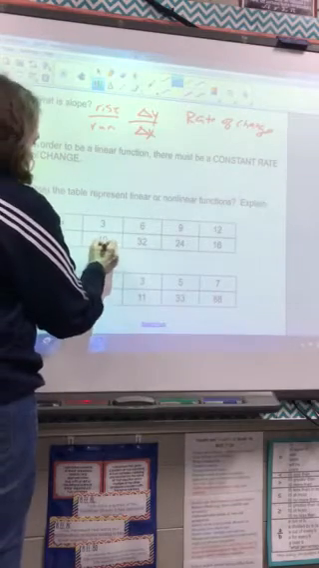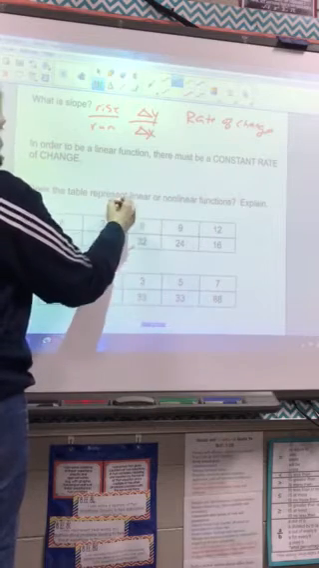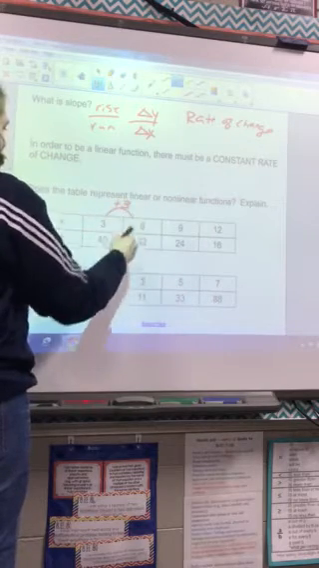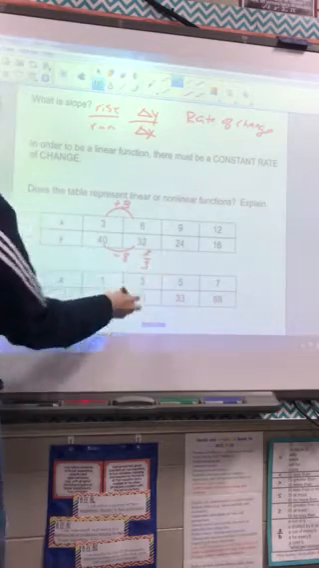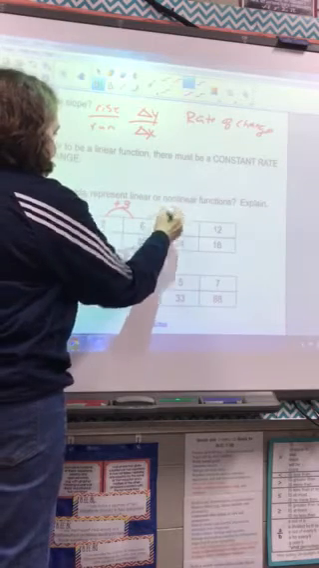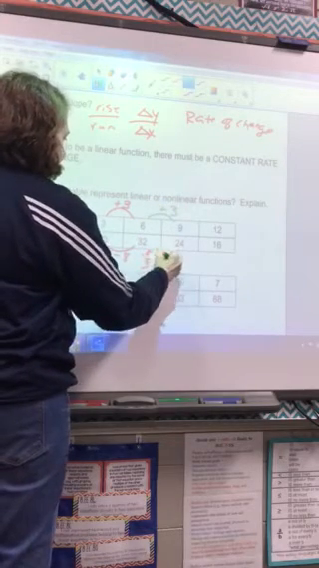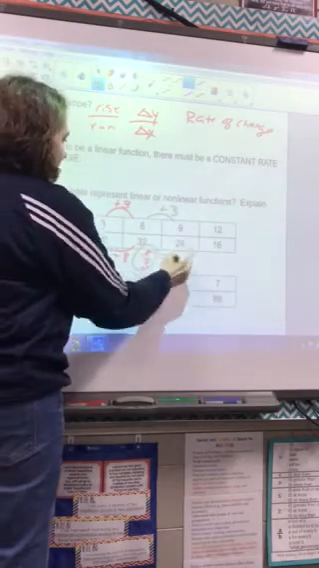So you have to look at your change in y, minus 8. My change in x is plus 3. So my slope looking there is negative 8 over 3. That doesn't reduce. Looking at this guy, 6 to 9 is plus 3. 32 to 24 is minus 8. My slope is negative 8 over 3. Oh, look, it's the same.